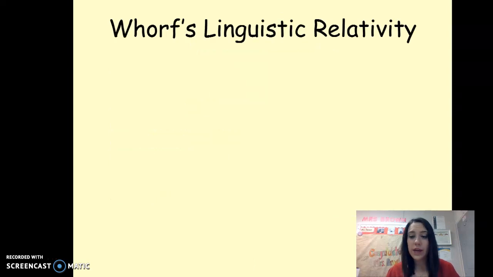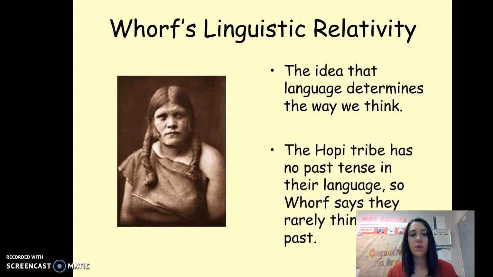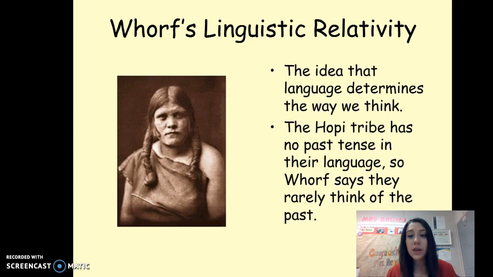Benjamin Whorf is another person we want to talk about with language. He came up with this theory called linguistic relativity. You may also see or hear it called linguistic determinism. So you should recognize linguistic relativity or linguistic determinism.